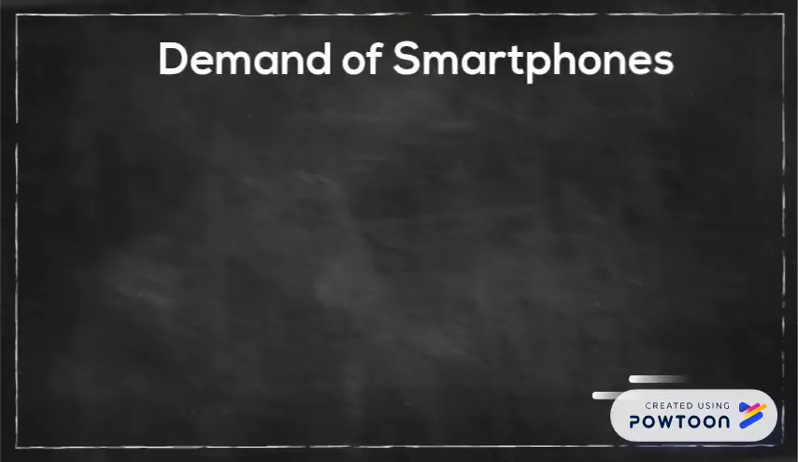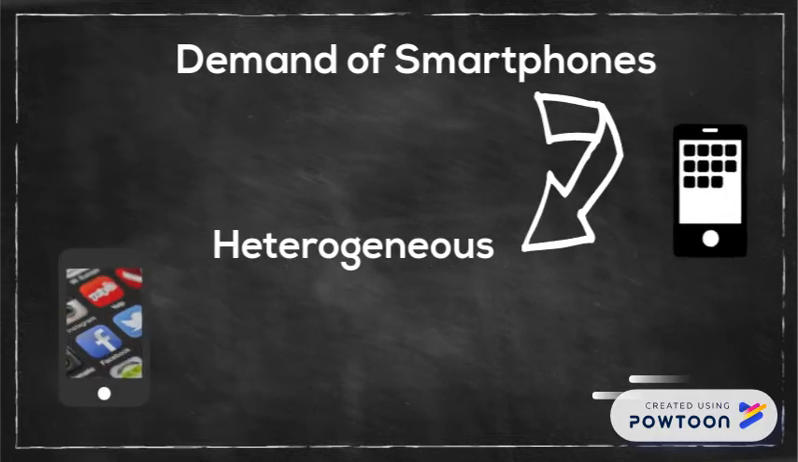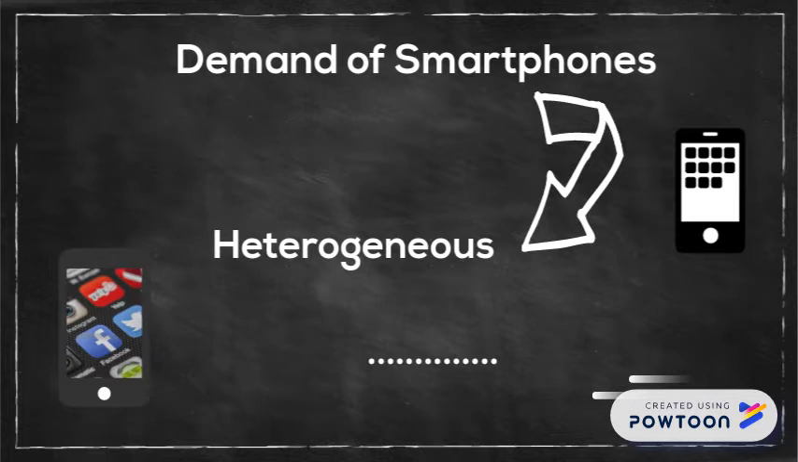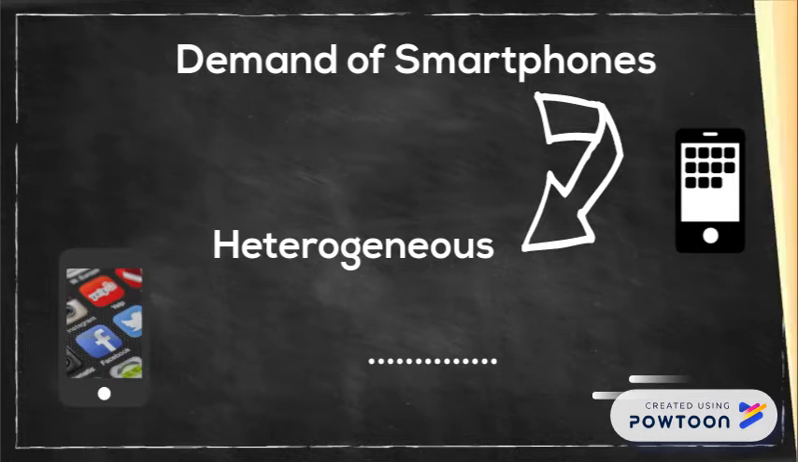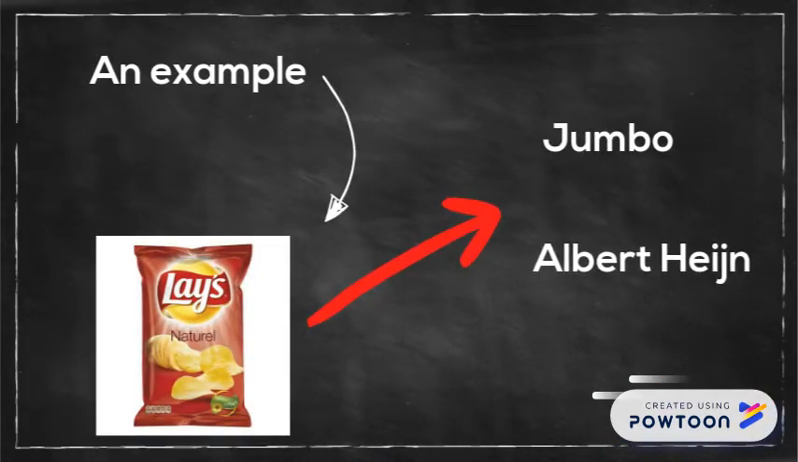But what is the demand of smartphones? Well, the answer to that question is heterogeneous. This is because there are many different suppliers of the product. For example, Apple, Samsung, Nokia, BlackBerry, T-Mobile and way more. Every smartphone from every brand is different because every company has its own extras or better things. For example, going to the Jumbo and buying Lay's chips or going to the Albert Heijn and buying Lay's chips maybe depends on the price they give in both shops.